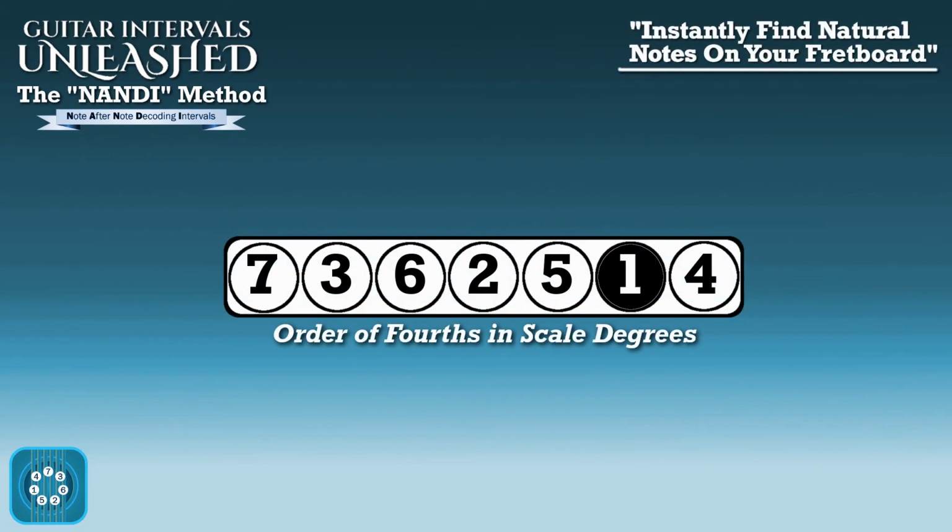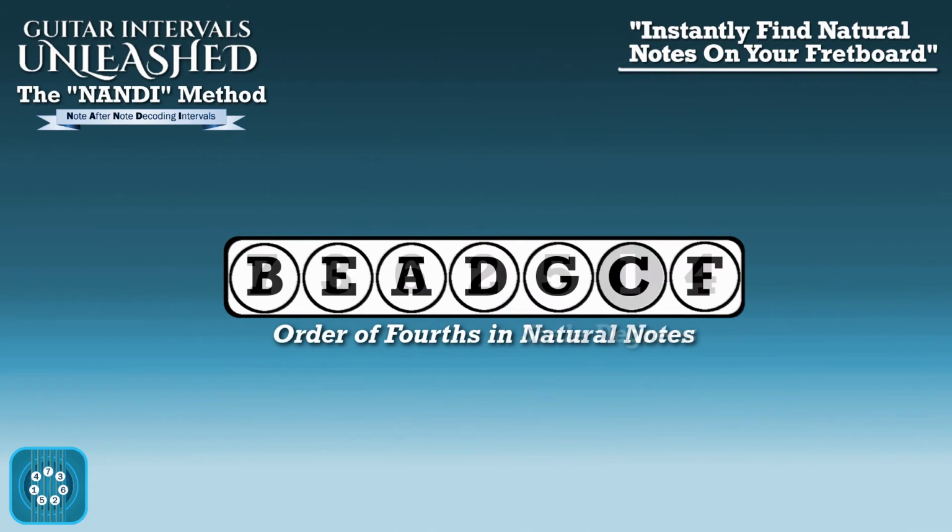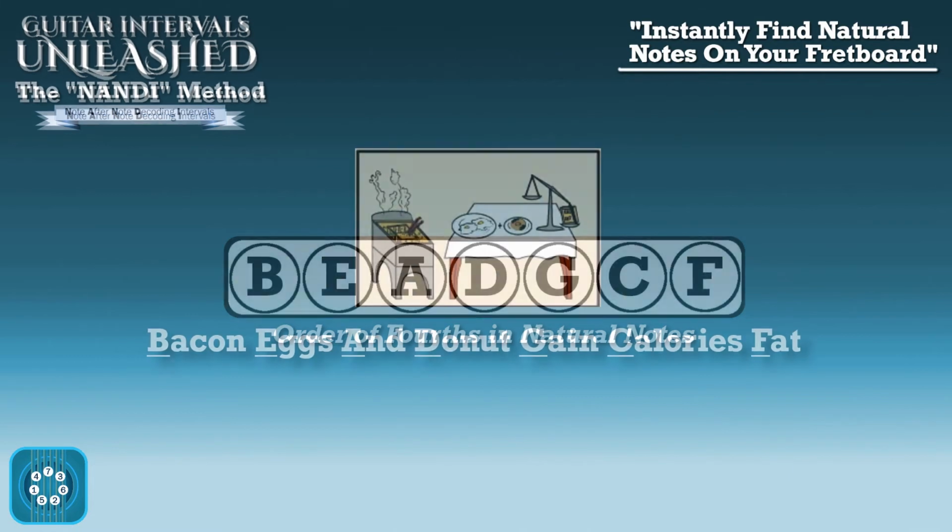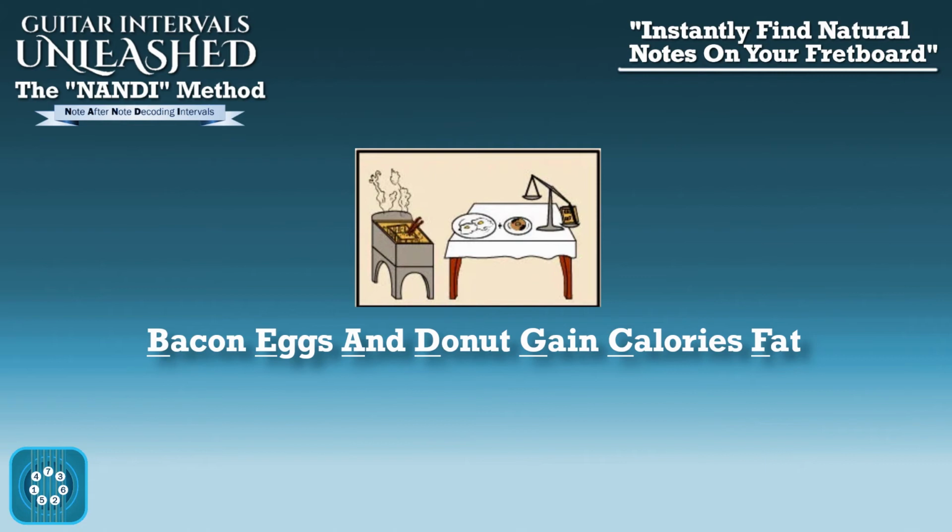Now, using the NANDI method, everything is arranged in fourths. So, if we arrange the numbers in fourths, the order is going to be 7, 3, 6, 2, 5, 1, 4. That means our natural notes would then be ordered B, E, A, D, G, C, F. You can use the mnemonic "bacon, eggs, and donuts gain calories fat" in order to remember the order of the notes.